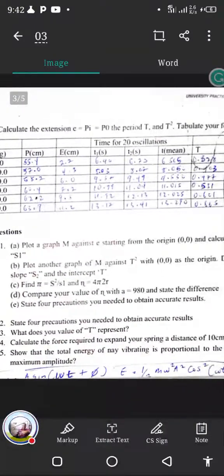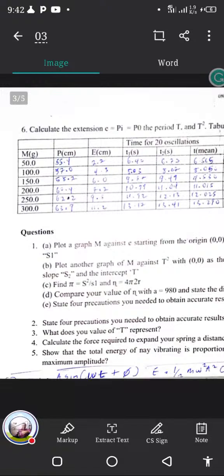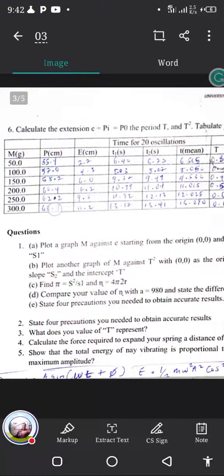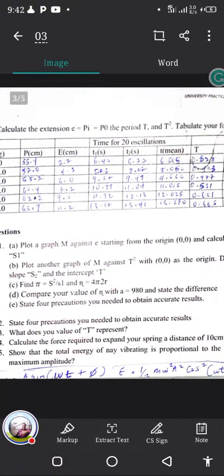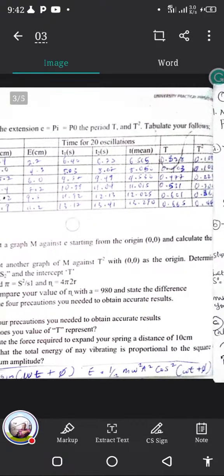All right. So now, just like what I explained earlier, the P and the e section is to verify Hooke's law. Then if you now move down again, you see T1 and T2, then T mean, T and capital T.